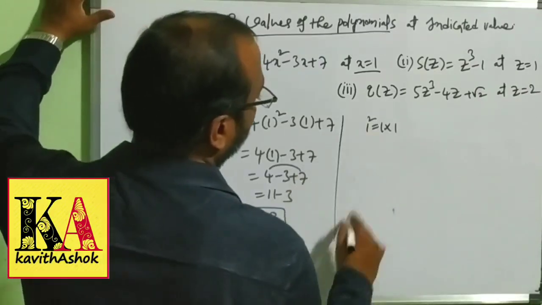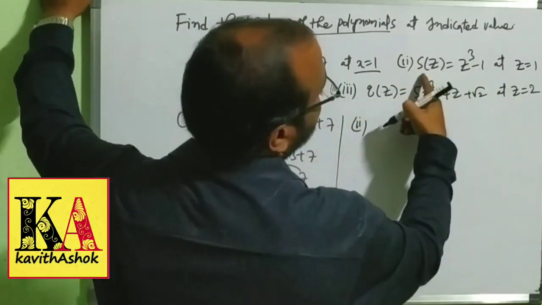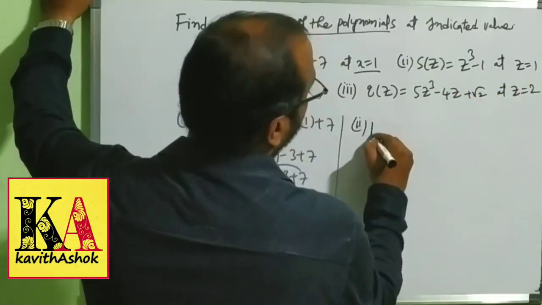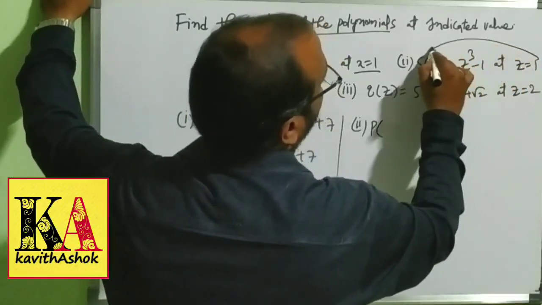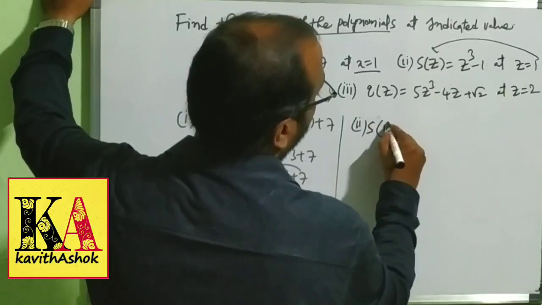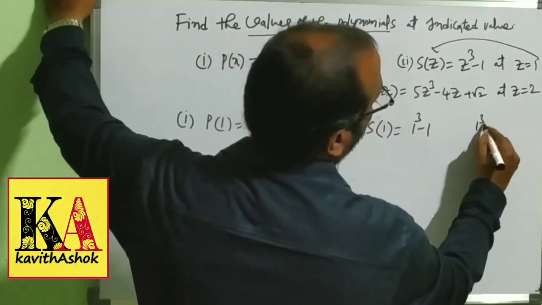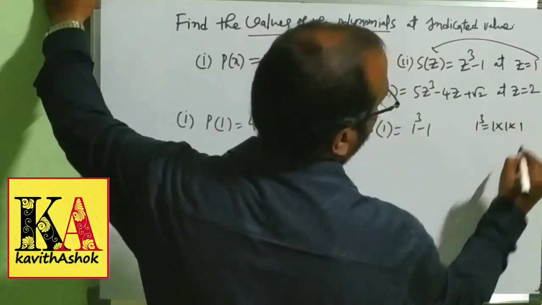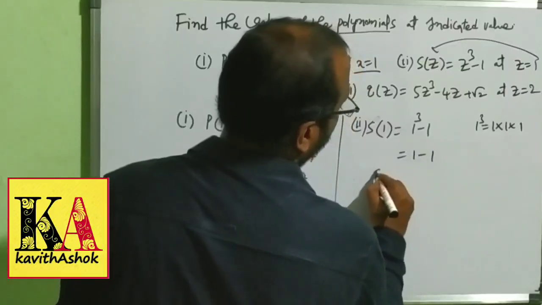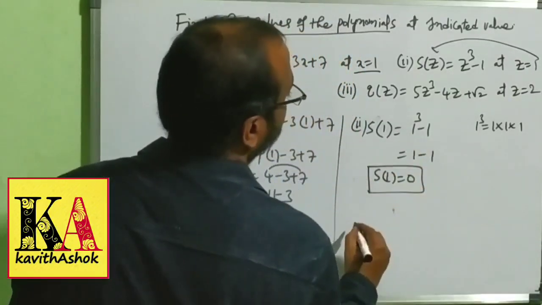Next, for the second one, s of z is equal to z cube minus 1, at z value equal to 1. So in the place of z, we simply replace 1. s of 1 is equal to 1 cube minus 1. Again 1 cube is nothing but 1 into 1 into 1, so 1 only, minus 1. So s of 1 is equal to 0. Next, the third one.